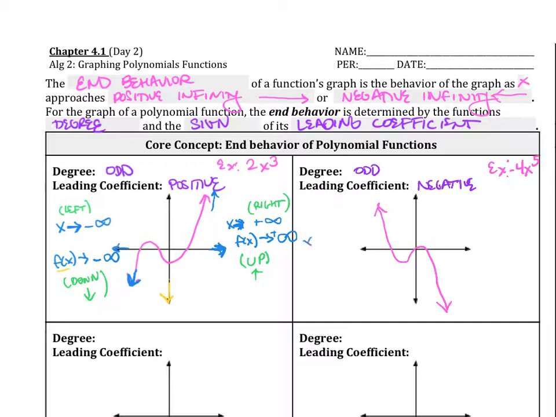So let's see. As x approaches negative infinity, so as we're going this direction, what's happening to f of x, or our y values? Our y values, in this case, are going up. So therefore, that is positive infinity. Then let's look at the right side. As x approaches positive infinity, or just infinity, our f of x, or our y values, are going down. So down means negative infinity.